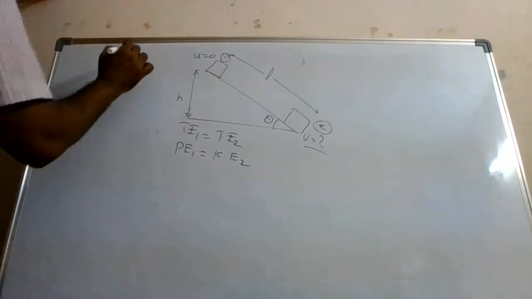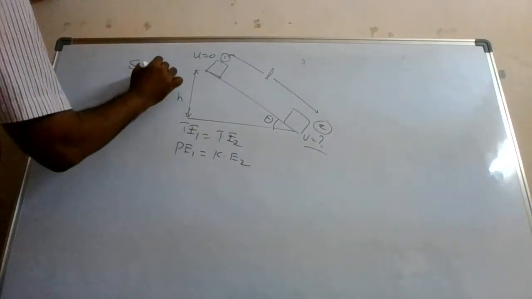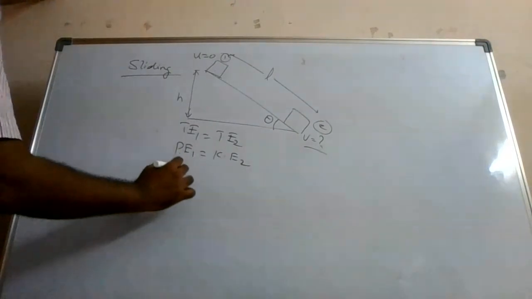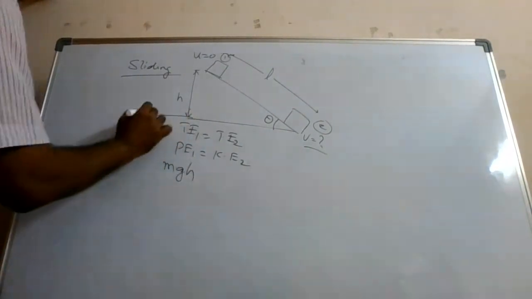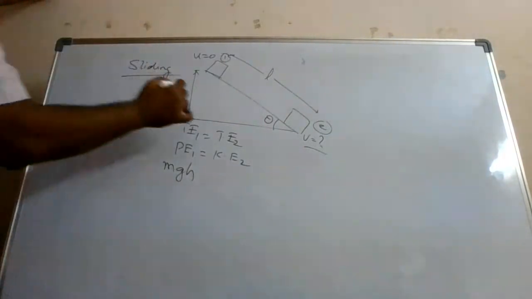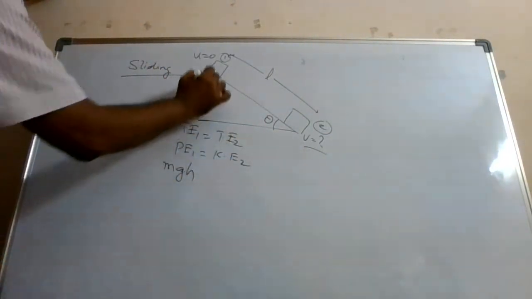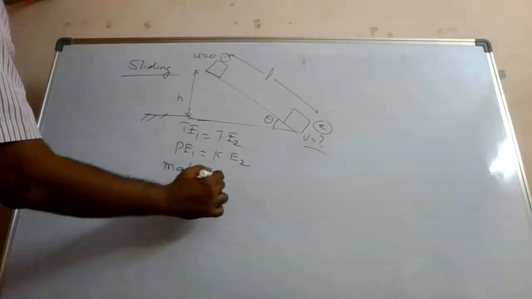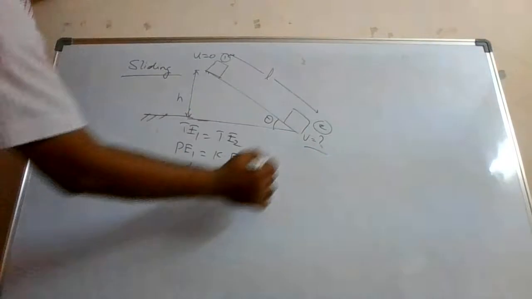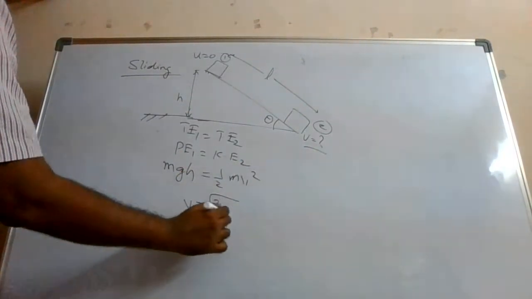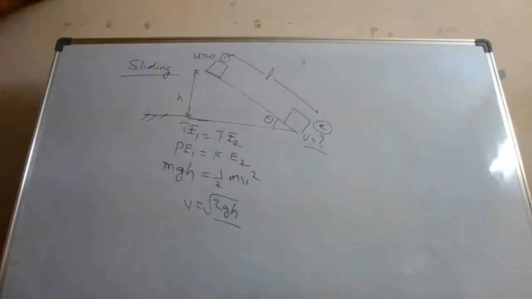This is the case of sliding we are talking about. Here, what is the potential energy? This is the reference line. I told you, from the reference line you have to calculate the height. Which height do we have to take? This is our ground, so we take this vertical height, not this inclined height. So mgh will be equal to half m v square. Let us say the speed is v. If you solve this, you get v is equal to root over 2gh. This is what we have done in the case of sliding.